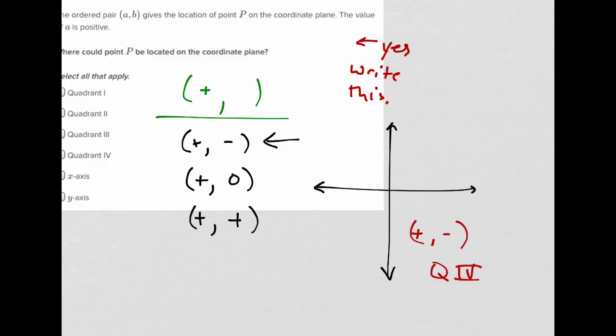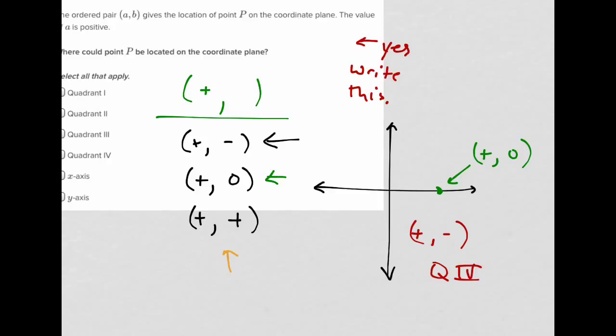So, there's that. What about, I'll do it in green, positive, comma, 0? Well, positive x means I would go out somewhere here, and then I would stay on my x-axis because I don't move up or down at all. So, positive x, comma, 0, that would correspond to this. I don't know the number, so I don't know how far on the x-axis you go, but I do know it's on the x-axis.